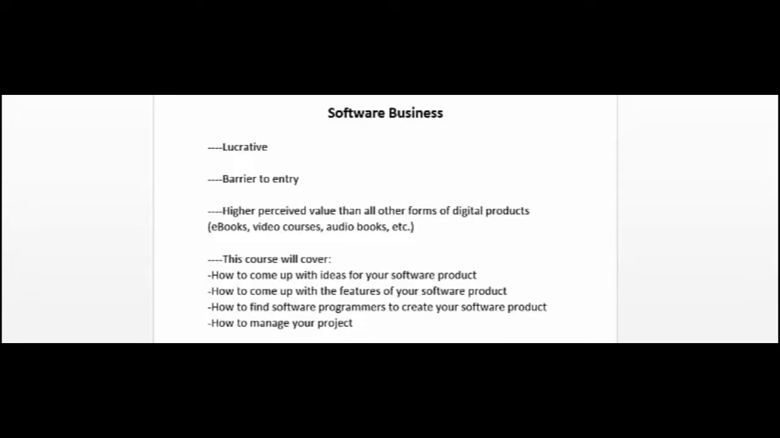Software products have a higher perceived value than all other forms of digital products such as ebooks, video courses, audiobooks, etc. And another advantage to getting into the software business is the barrier to entry. There's not much competition out there. If you create a software product, you're not going to have much competition compared to other forms of products. For example, if you write a how-to book on a certain topic, you're going to have lots of competition for that book. There's going to be lots of other people who write something on a similar topic.